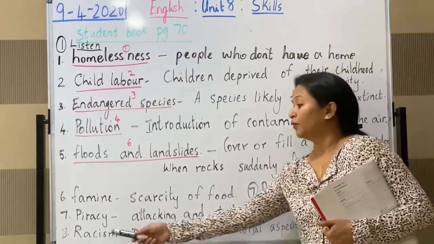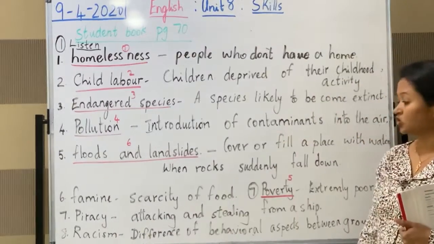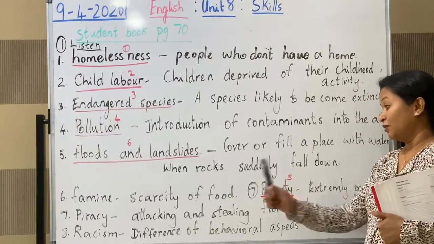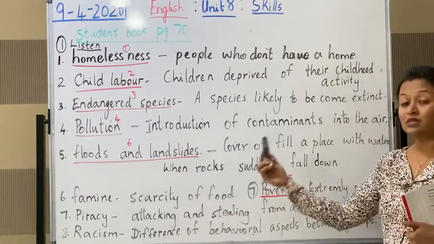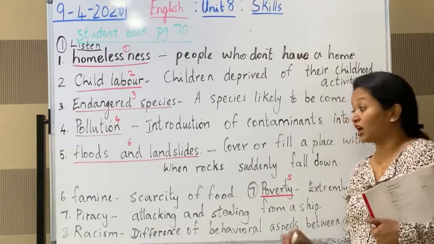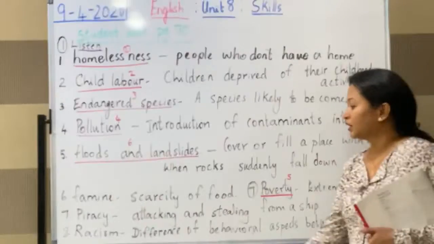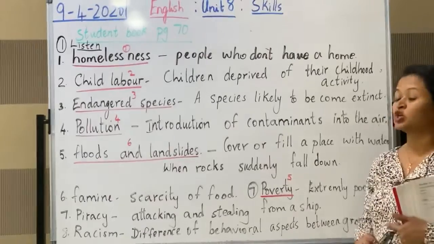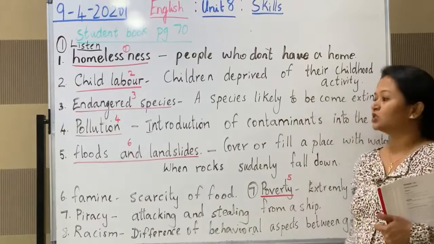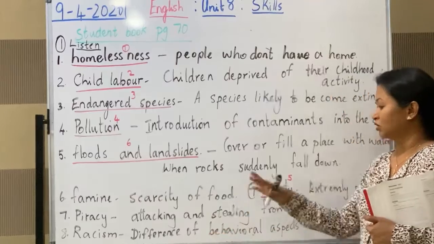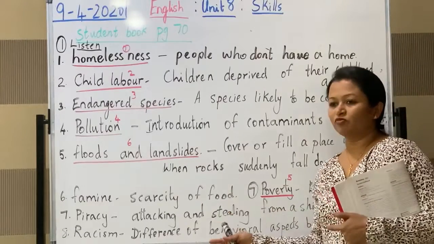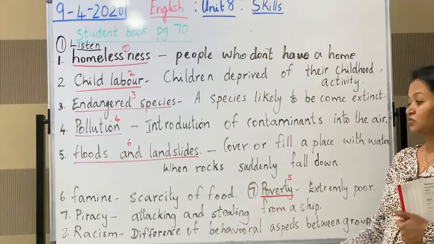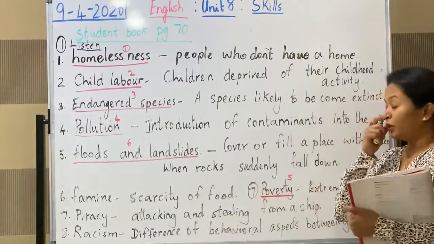Alright? So piracy is again another term which is used when people attack a ship for stealing. They attack a ship and they steal the things which are there in a ship. So that is called as piracy. Alright? Racism is the difference between behavioral aspects between the groups. Usually you would have seen in many countries they have this racism between groups. When one group follows something, the other group thinks that is not good. That is a kind of racism, be it even color. Alright? So now we go on to the pictures.